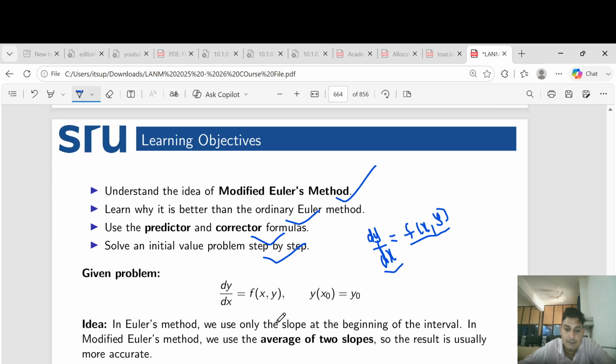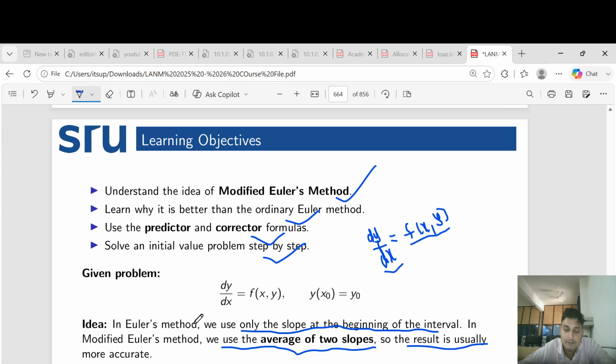So in Euler's method we use only the slope at the beginning of the interval. In modified Euler's method we use the average of two slopes, so that the result is usually more accurate. In Euler's method we use only one slope. What is the formula? y(n+1) = y(n) + h f(xn, yn). This is the formula for Euler's method.